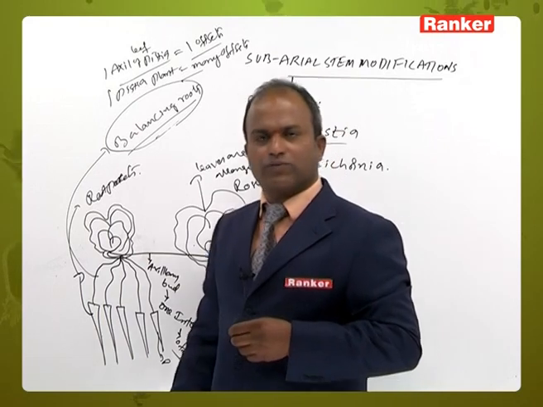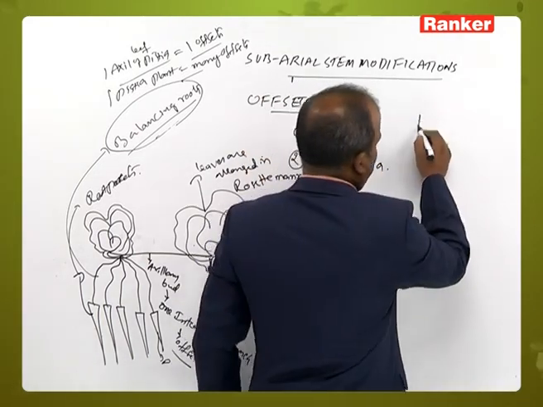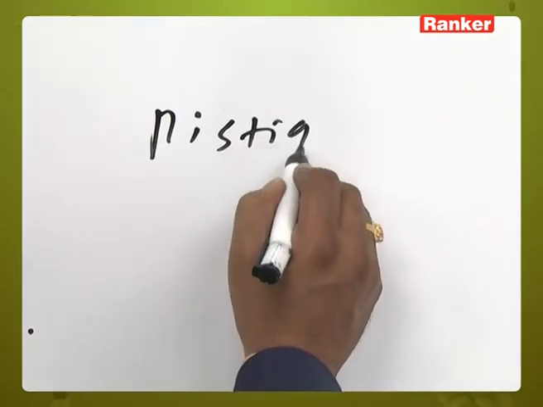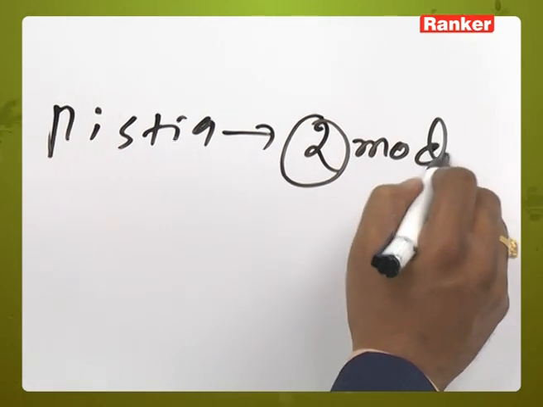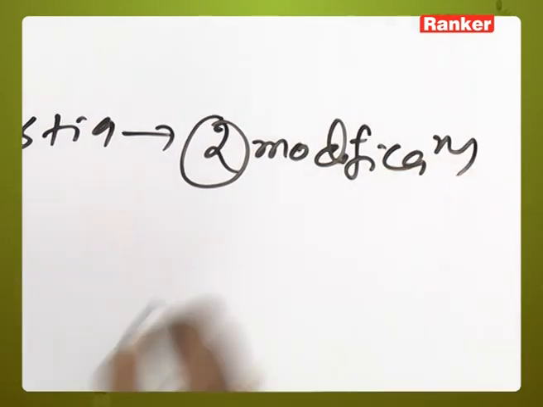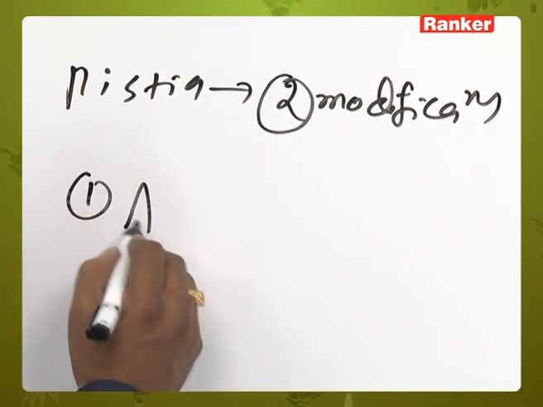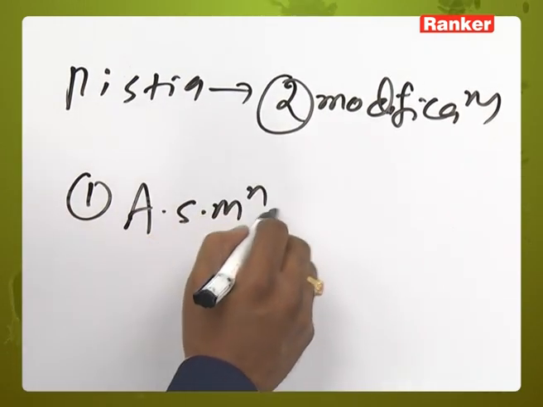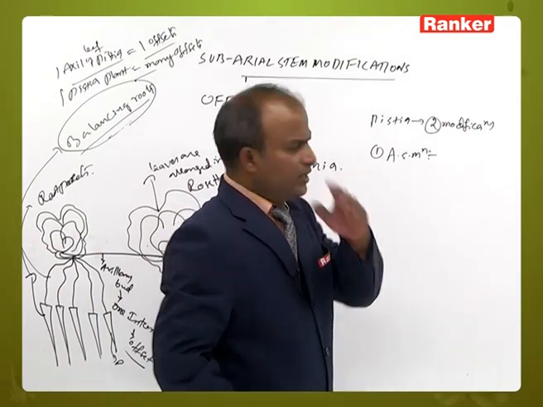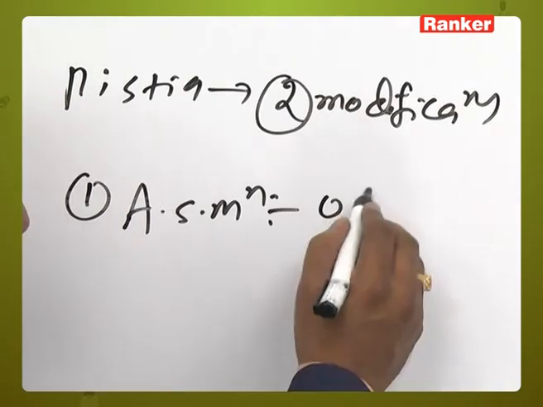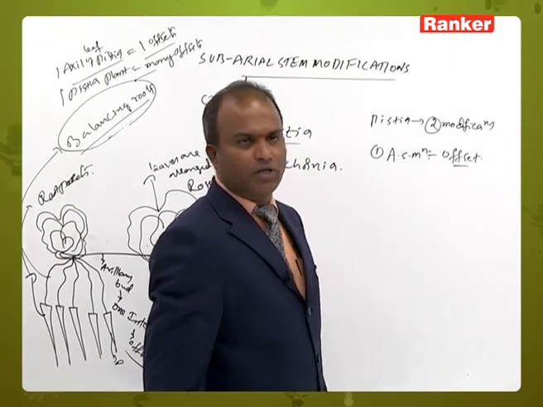This is about which one here? Pistia. Now I am going to explain here. Pistia shows two modifications. Pistia shows how many modifications? Two modifications. Of that, the first modification is nothing but aerial stem modification. What is that aerial stem modification in Pistia? That is nothing but the one-internodal offset. This is the aerial stem modification.